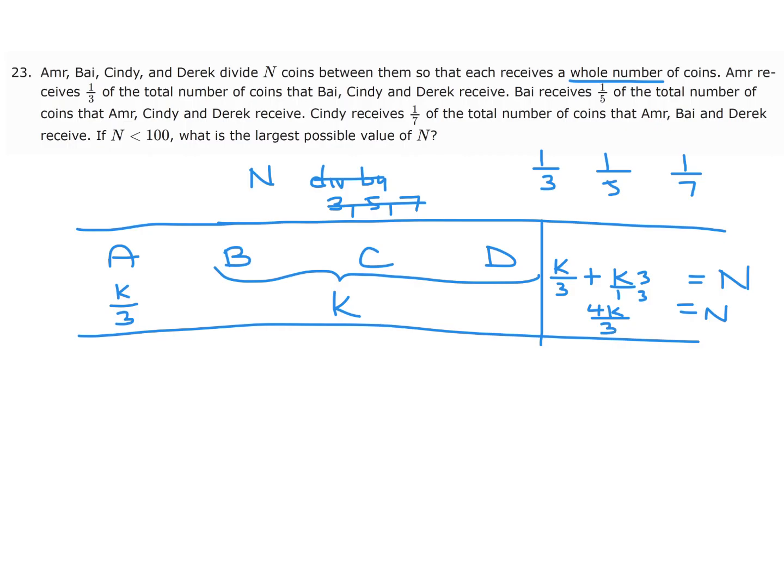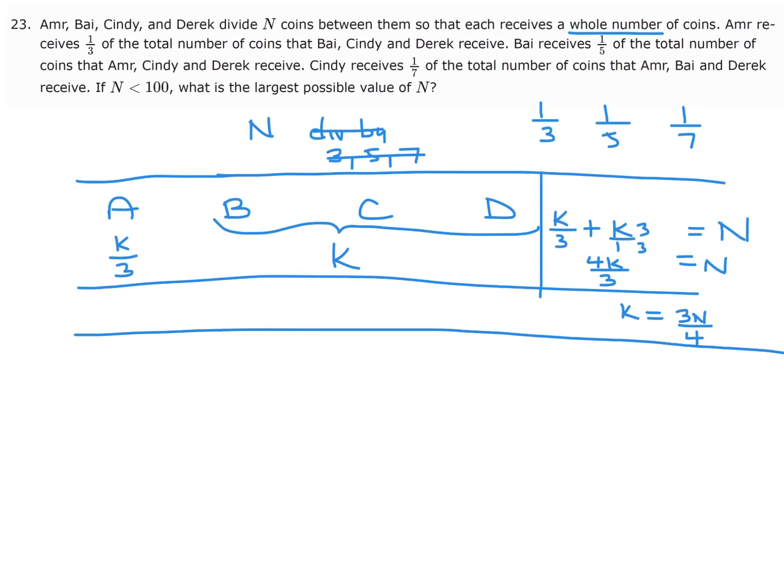Yeah, I think that's the right approach. And then k would therefore be 3n over 4. Okay, I think I was on the right track. I just have to make sure that I'm calculating it for k perhaps, but let me just keep going and then we'll figure this out. All right.